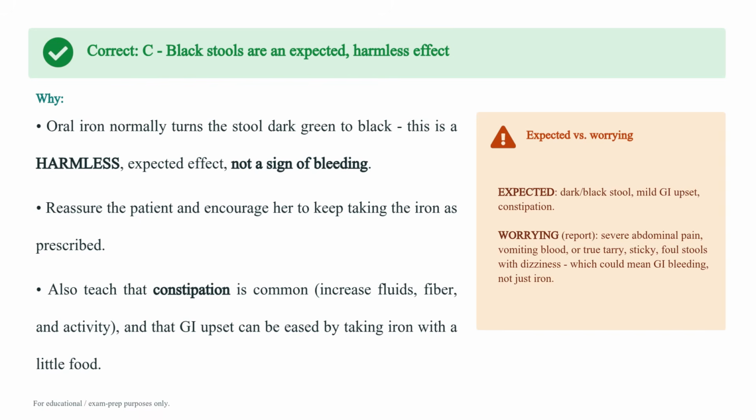Know the difference between expected and worrying. Dark stool, mild upset, and constipation are expected, but severe abdominal pain, vomiting blood, or truly tarry, sticky, foul stools with dizziness should be reported because that could mean gastrointestinal bleeding rather than just the iron.